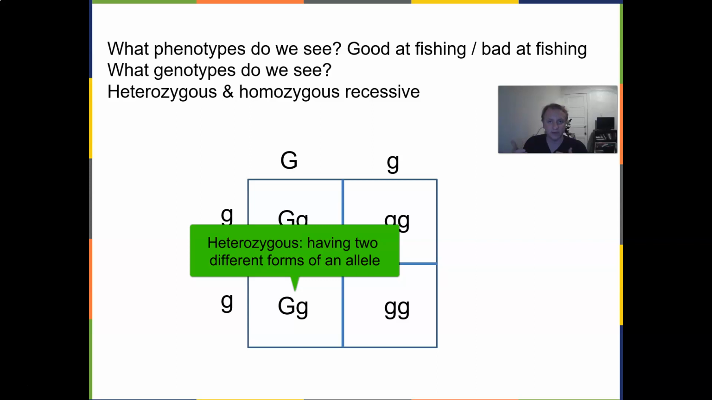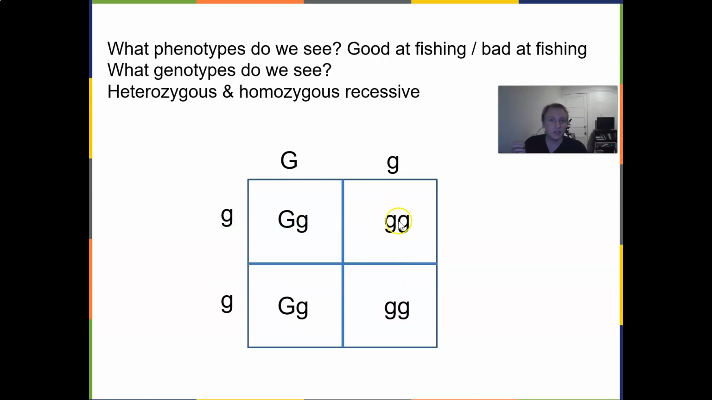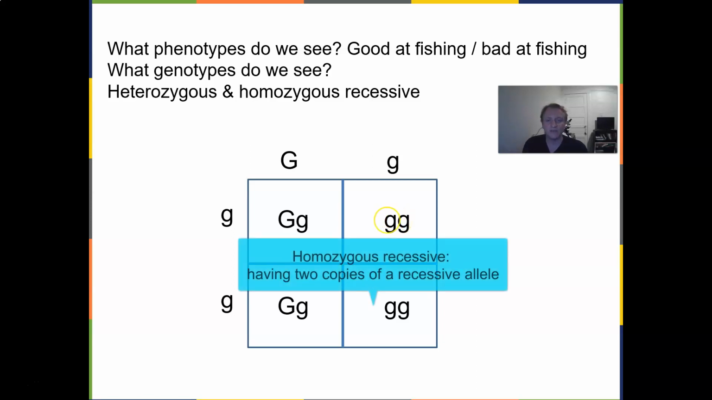Hetero means different. Two different alleles. Big G, little g, this is referred to as heterozygous. We also see little g, little g. This is homozygous recessive. Homozygous, homo meaning the same, you have two copies of the same allele, both of which are recessive. So we see homozygous recessive.